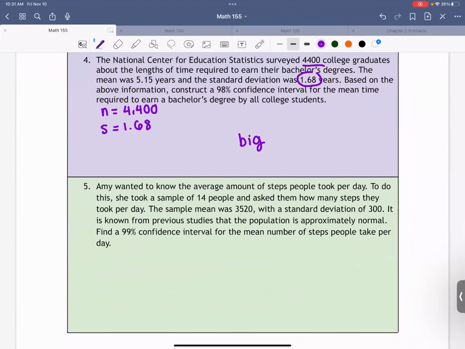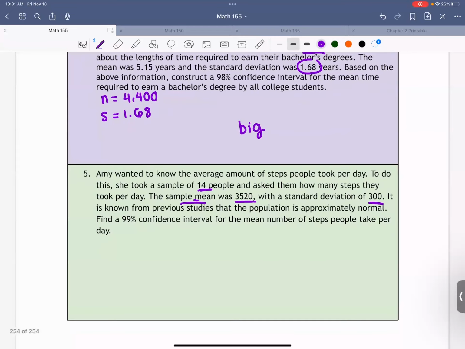Okay. Last one: I wanted to know the average amount of steps people took per day. I took a sample of 14 people and asked them how many steps they took per day. The sample mean was 3520 with a standard deviation of 300. Okay, so now it's not telling us if the standard deviation is sample or population. Who thinks population? Who thinks sample? All right, so we're kind of split here. I'll actually tell you that this is the sample standard deviation.